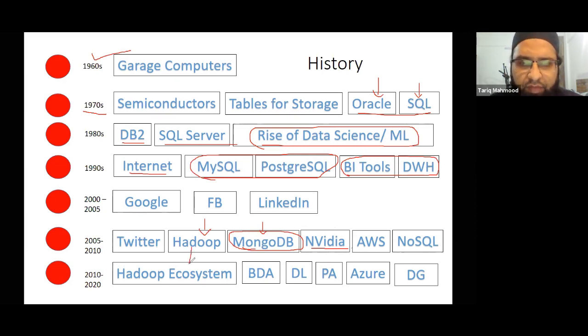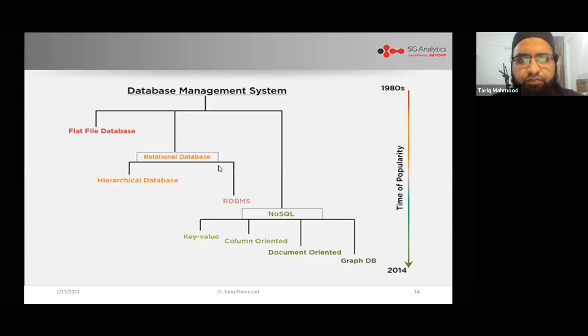And Hadoop became developed. We don't need to delve into Hadoop right now. Big data analytics, deep learning, machine learning, Azure, and data governance. So these are some of the important topics. We can't go into the details of some of them.